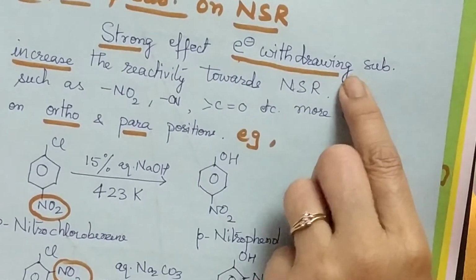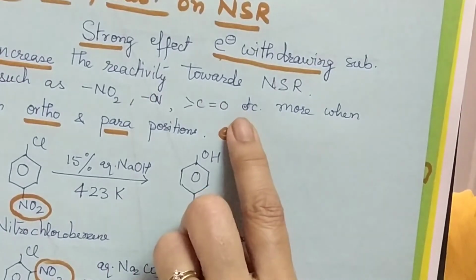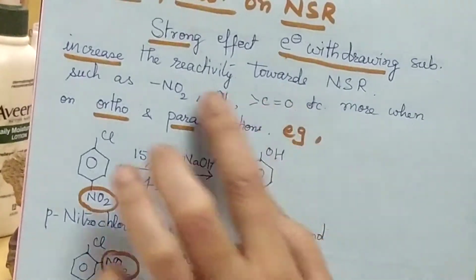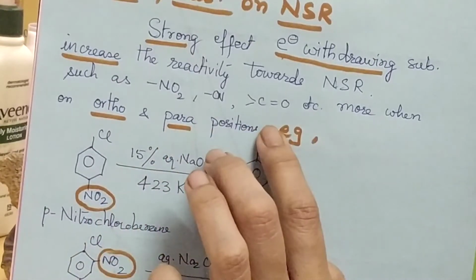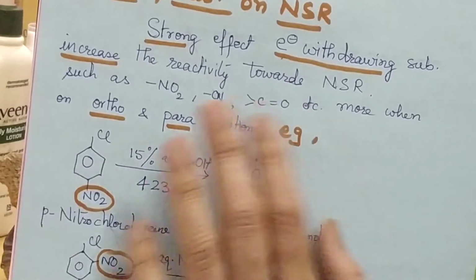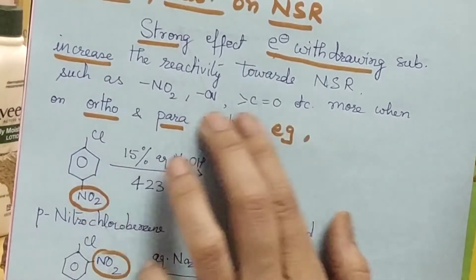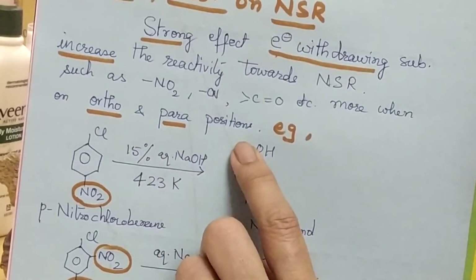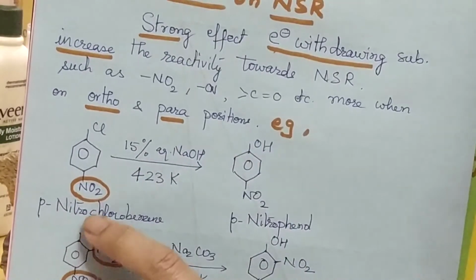Now, electron withdrawing substituents increase the reactivity towards nucleophilic substitution reactions. And one more point to be noted is that this reactivity is increased particularly greatly when they are present on ortho and para positions. What are electron withdrawing groups, by the way? You remember them as nitro group, or maybe carbonyl group, or maybe this cyano group, which are very strongly electron withdrawing, and if they are present at ortho and para positions, then they increase the reactivity to a great extent. This example illustrates it very well.